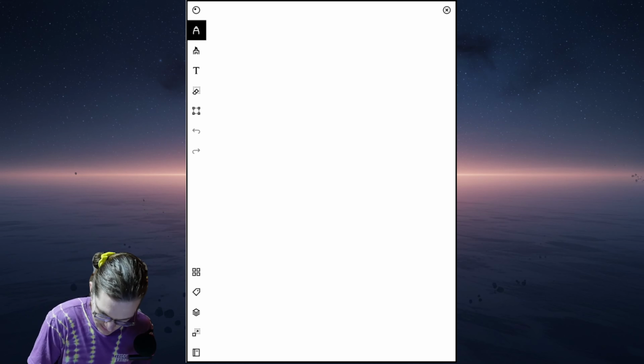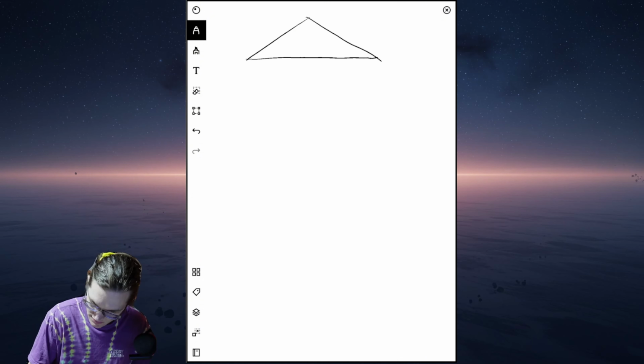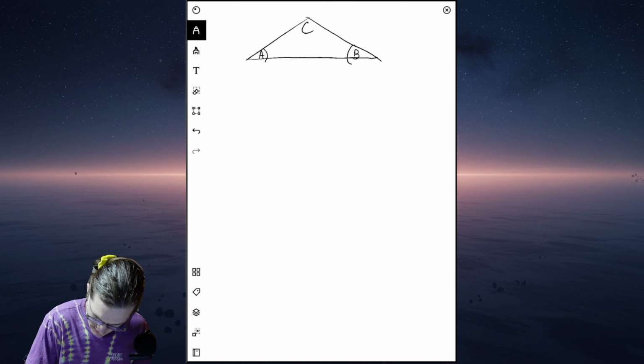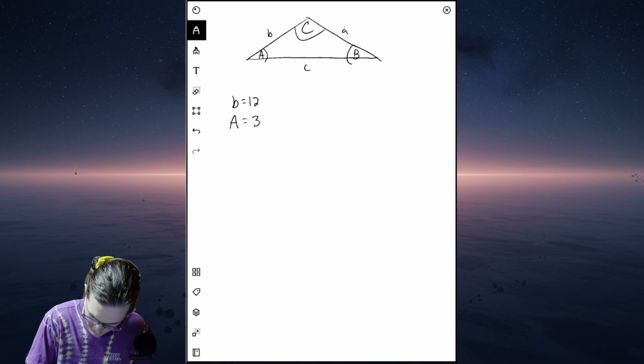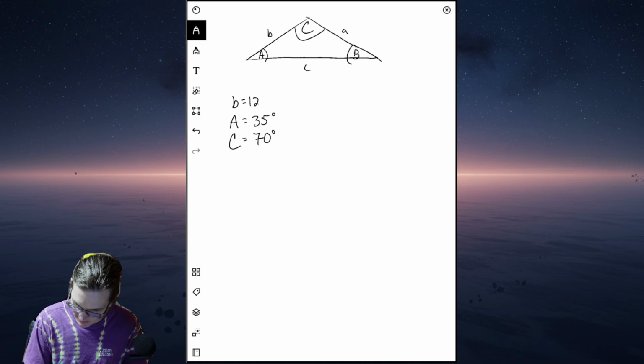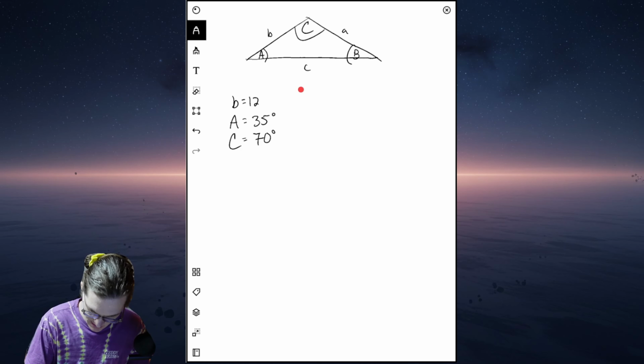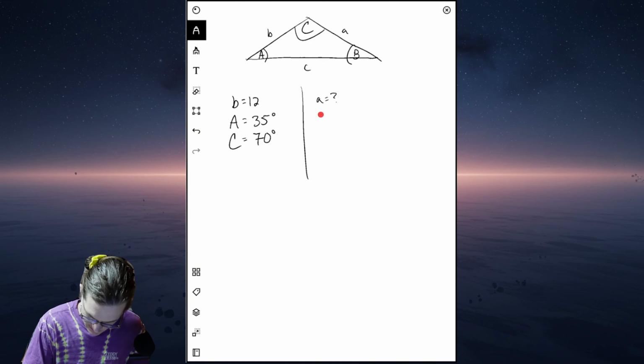Say I have this triangle right here labeled A, B, C, and side B is equal to 12 units. Angle A is equal to 35 degrees, and angle C is equal to 70 degrees. And I'm looking to find the other missing sides and the angles. So what's A, what's B, what's C, what's angle B?